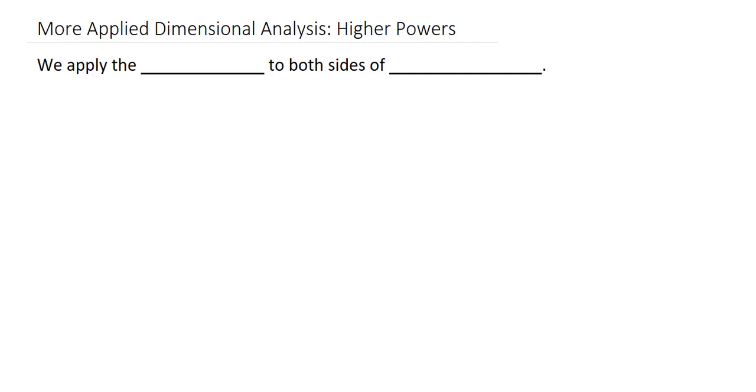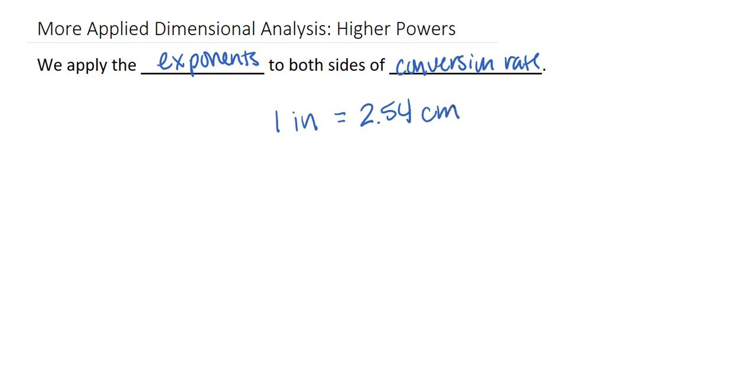More applied dimensional analysis, higher powers. So for higher powers, we're going to apply the exponents to both sides of the conversion rate. So let's look at this. So if we have, say, 1 inch, which is equal to 2.54 centimeters, right?